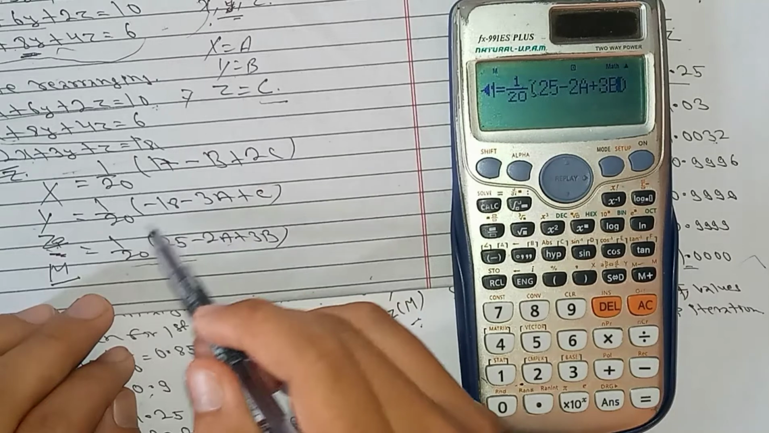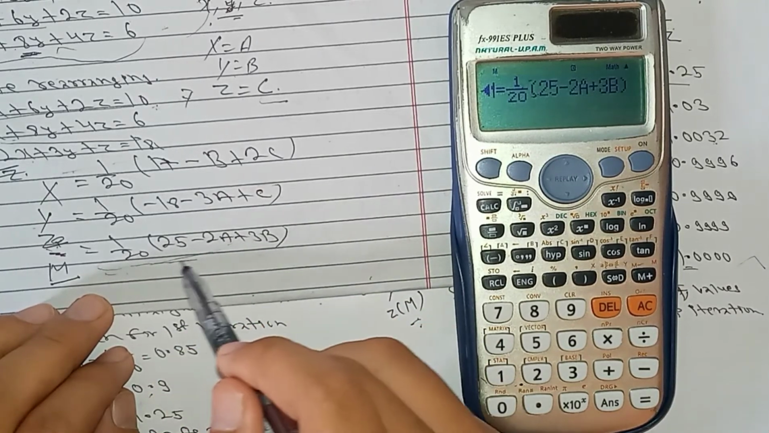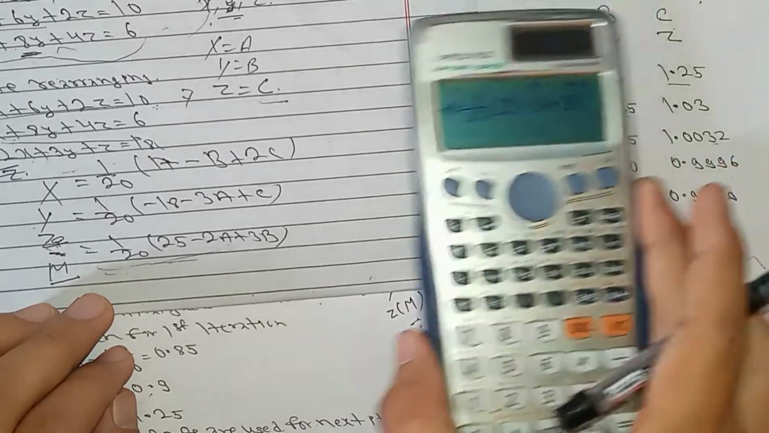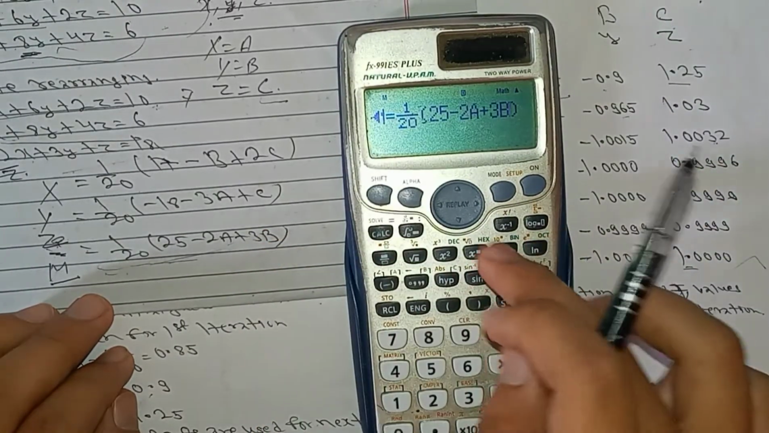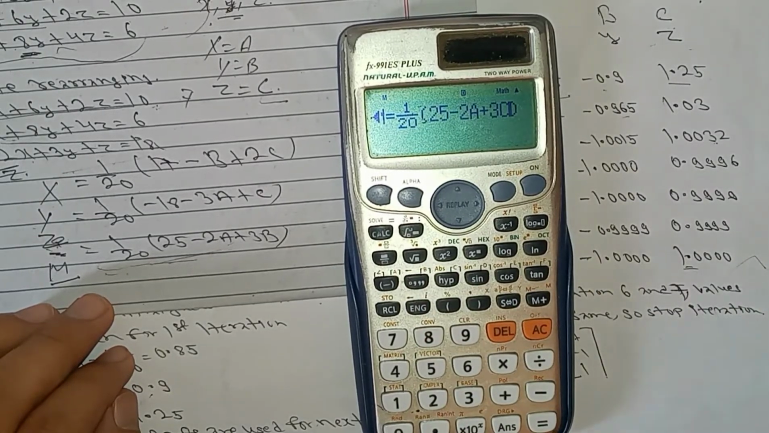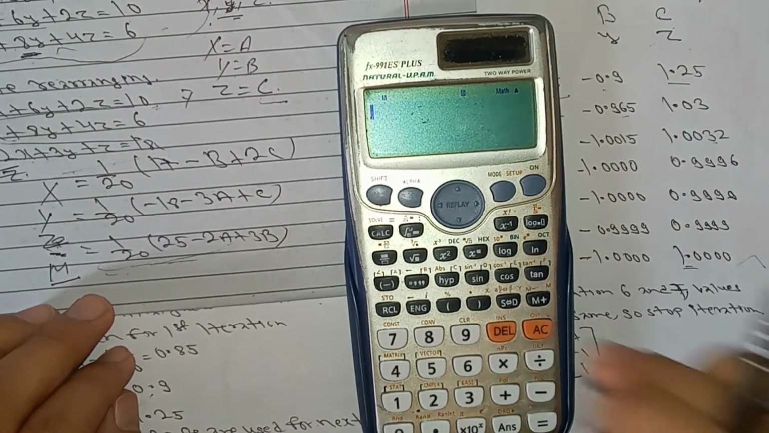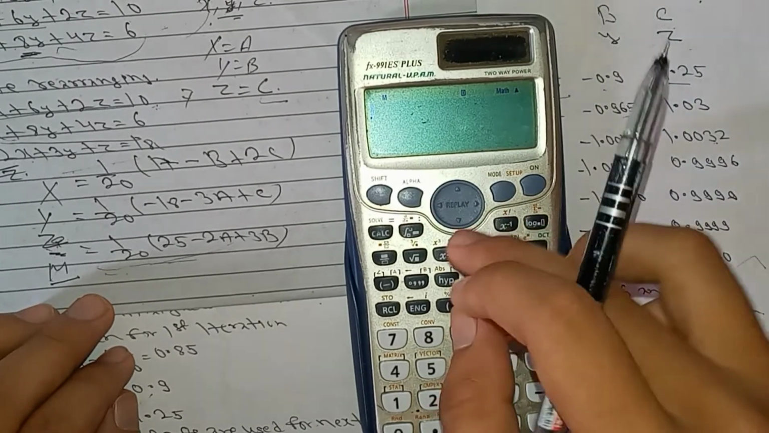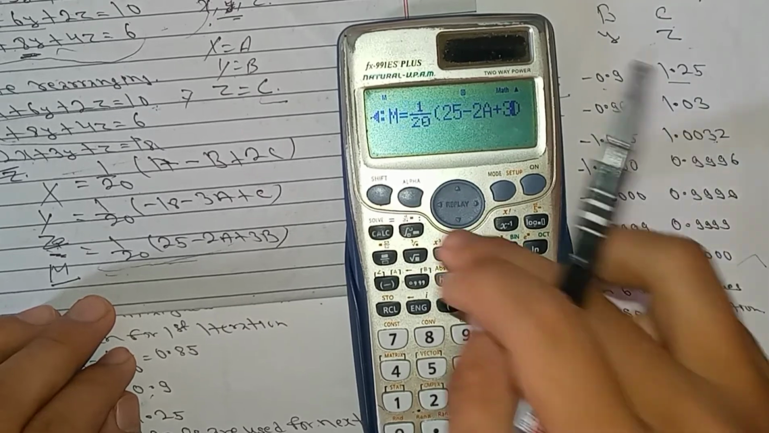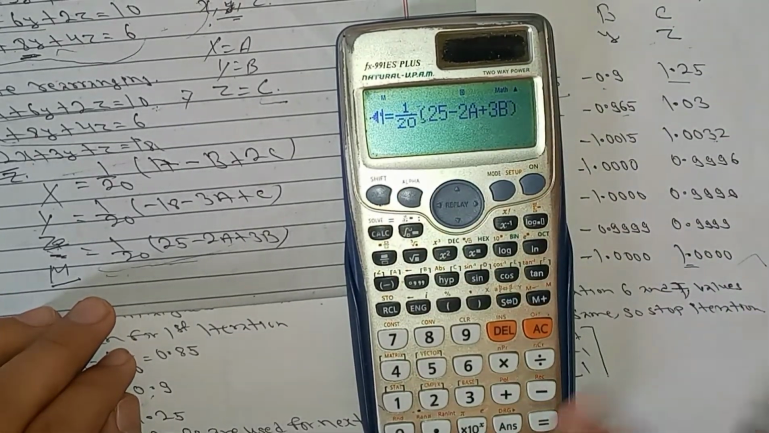Suppose here we have the term m, that is 1/20 (25 - 2A + 3B). Suppose by mistake I enter the variable C in place of B and I enter CALC. The output of the whole equation will be wrong. To fix it, press AC and enter the correct variable, here we have C like this. In this way we can enter the correct variable.